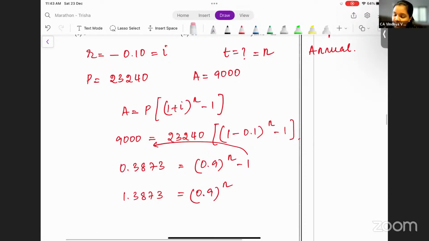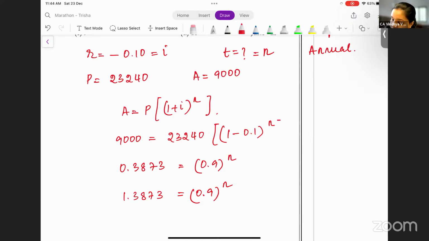Oh, I'm so sorry. It's not compound interest. It is the amount formula that we have to use, not the compound interest formula. Sorry, I substituted the compound interest formula. I have to substitute the amount formula, because the amount has been given here.